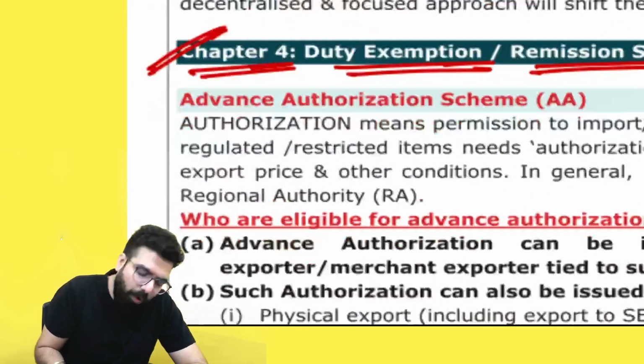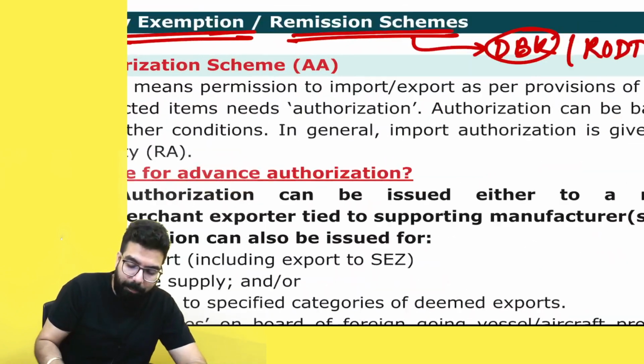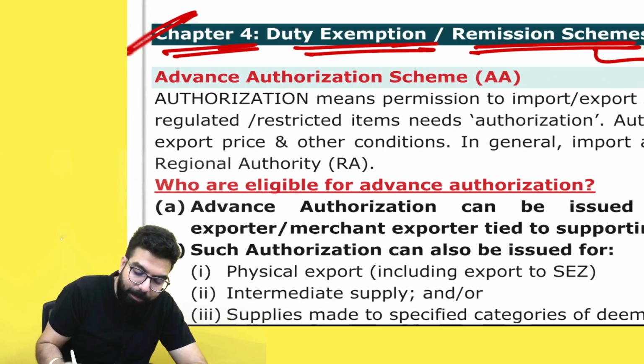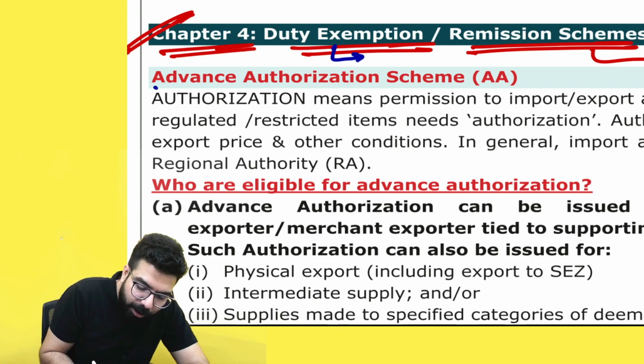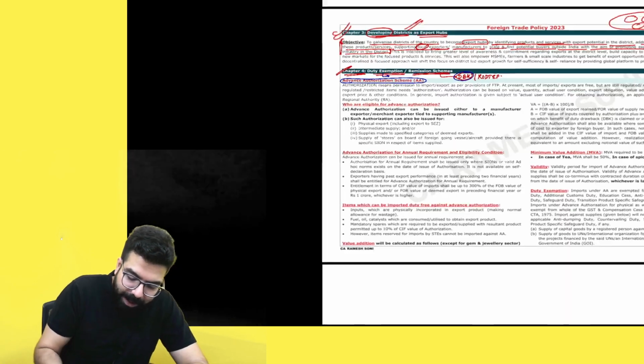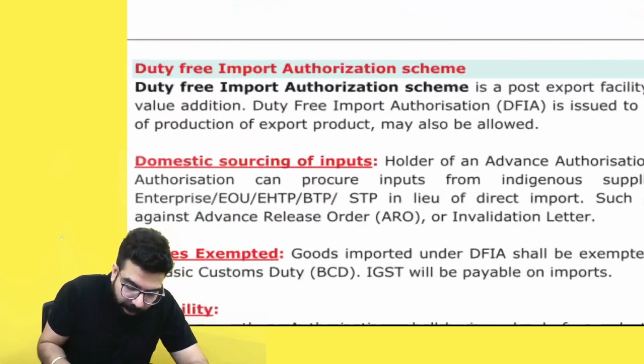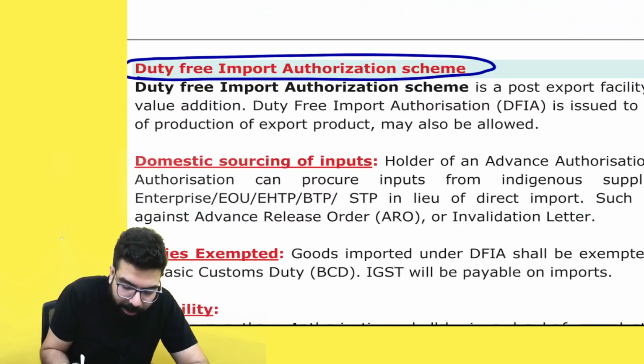The government told, okay, we will give you the duty exemption scheme. Remission was the duty drawback scheme. Under exemption, the government introduced the advance authorization scheme and the duty free import authorization scheme. Sir, what are these two schemes?